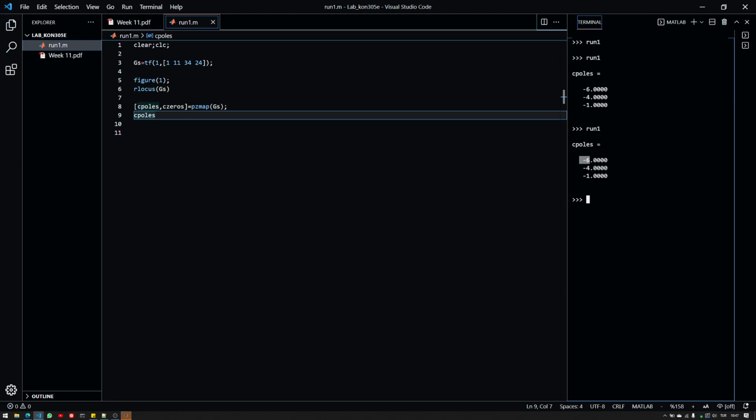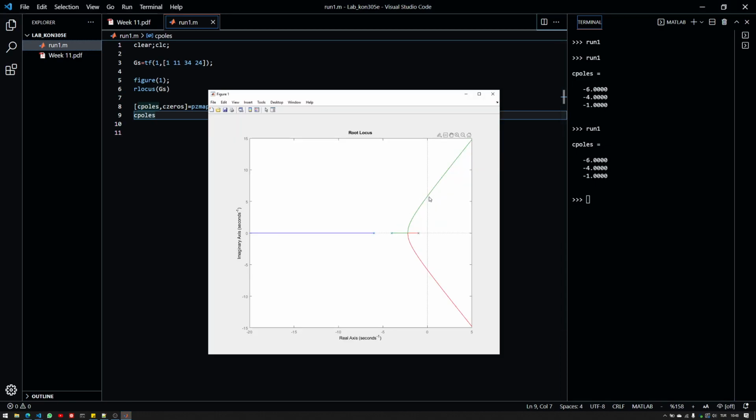There we go, -6, -4, and -1. Now, what is our destination point? In this case, we don't know. The only information we got is that it should be on the j omega axis, because I'm interested in this point for the reason that the j omega axis is the marginal stability bound. Therefore, the only thing that I've got is that it should be on the j omega axis, and that's it.